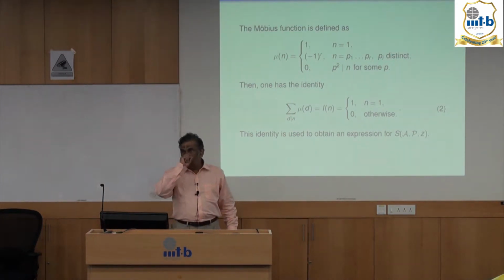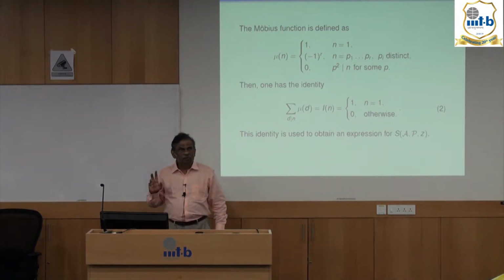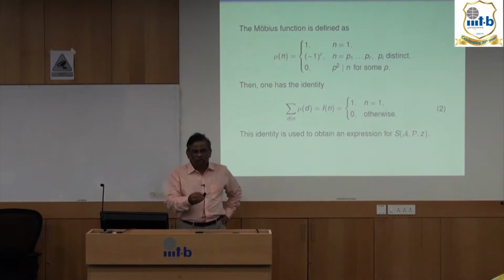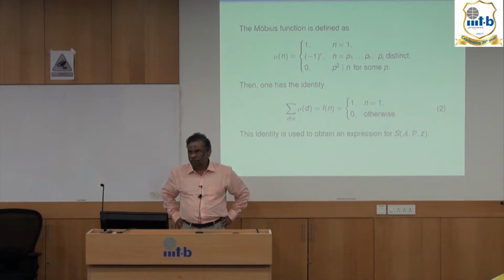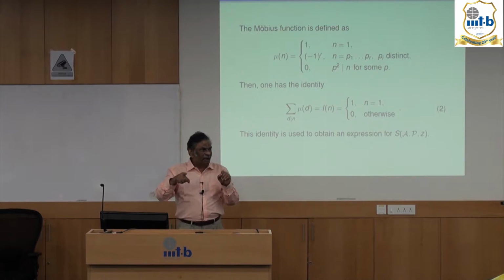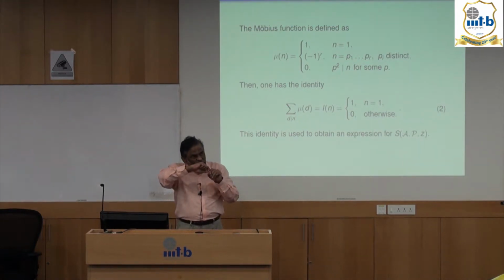And now I was talking about the inclusion-exclusion principle. One of the easiest ways to actually get this inclusion-exclusion principle is to use what is called the Mobius function. Because now let's see what we did. We removed the primes. Therefore, when I removed the multiples of primes, I subtracted.